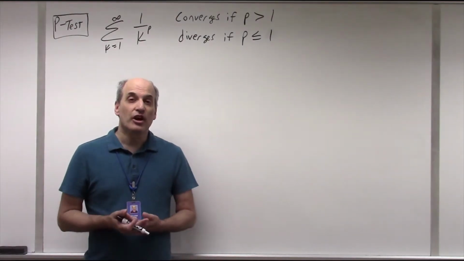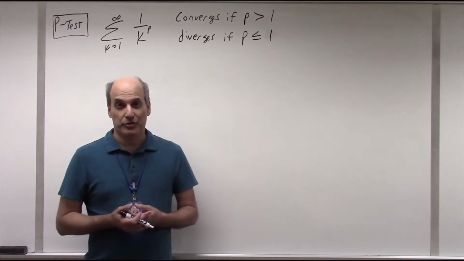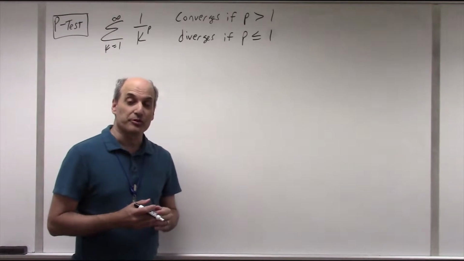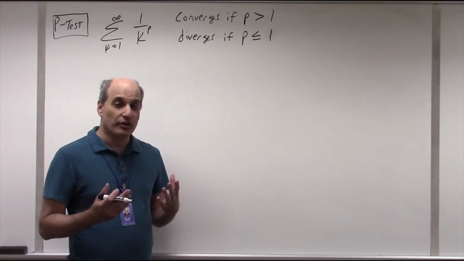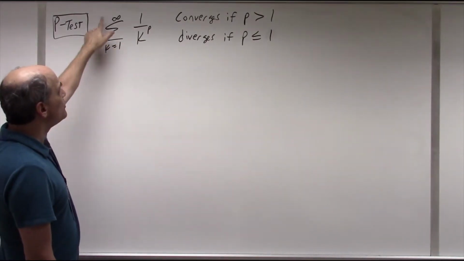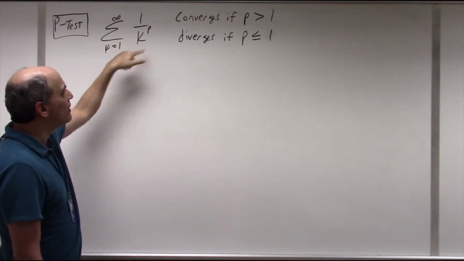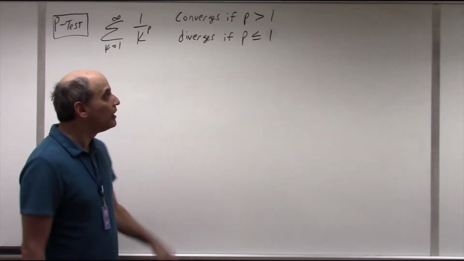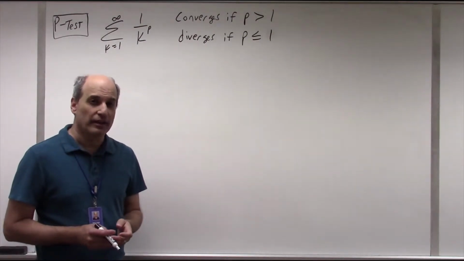All right, this next section talks about the integral test, but really the reason we introduce the integral test is to talk about the p-test, or some textbooks call these problems p-series. And here's the basic result that we need for this section. The sum from 1 to infinity of 1 over k to the p power converges if p is bigger than 1, but it diverges if p is less than or equal to 1.